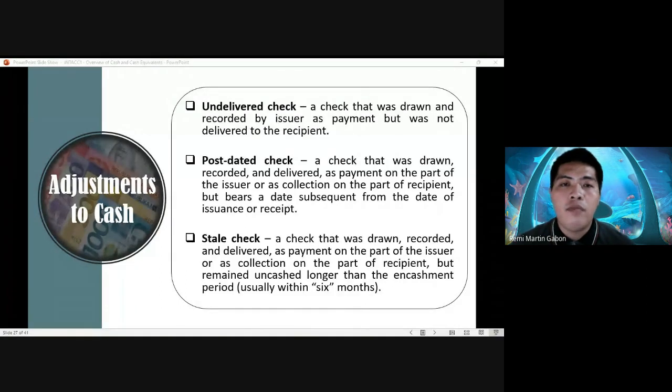We have two perspectives, payment on the part of issuer and collection on the part of recipient, because accounting will depend on the perspective for the post-dated check. Okay? So kindly raise hand again if na-gets ako sa post-dated check.